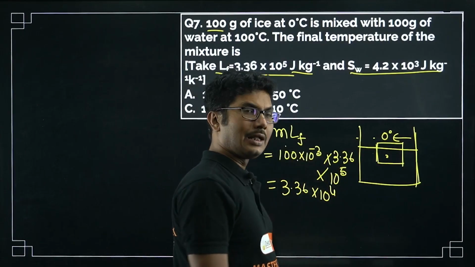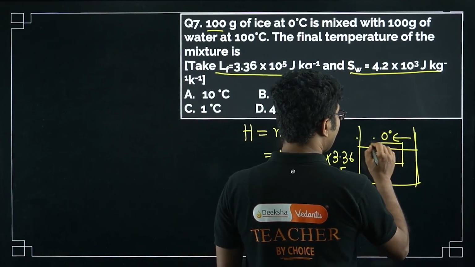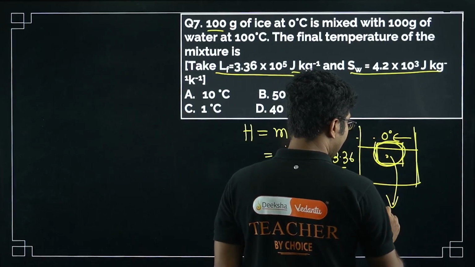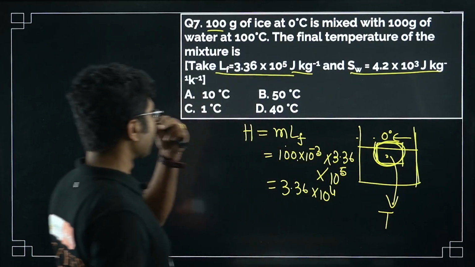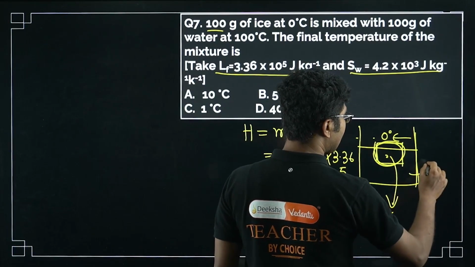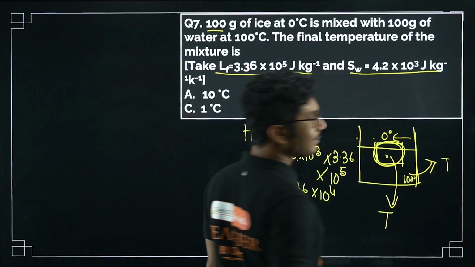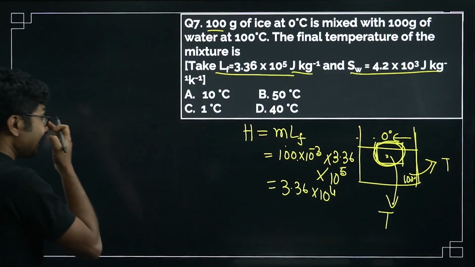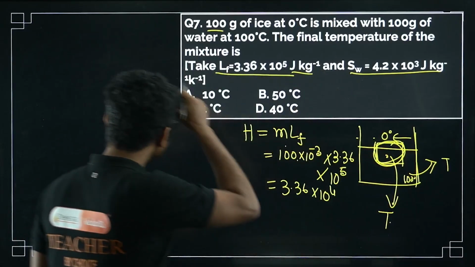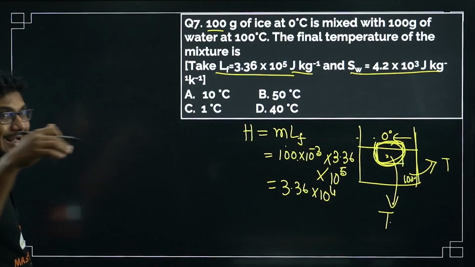So melting is done. Now everything is water. Now suppose this 100 grams of water reaches an intermediate temperature T, and the water which is already present at 100 degrees Celsius will also reach the same temperature T. So how much heat is absorbed by the ice to reach that temperature? The heat absorbed is M s delta T.